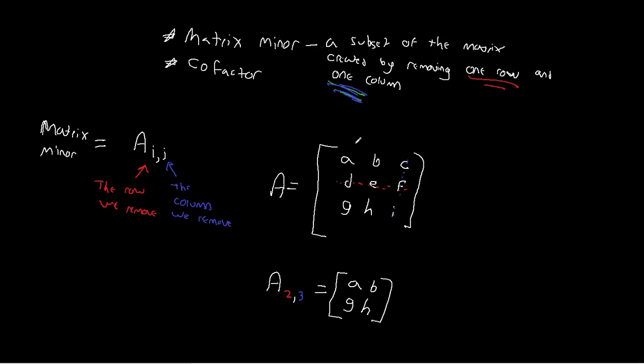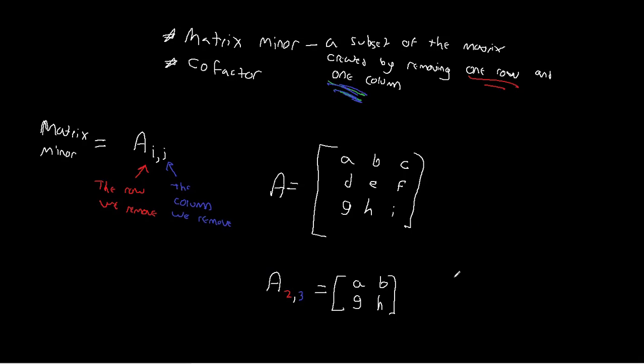Let me undo a little bit here because I want to undo the dashed line so we don't make this too messy. But if we do that again, we end up with A, B, and G, and H, because we removed the second row and we removed the third column. So what was left was A and B and G and H.